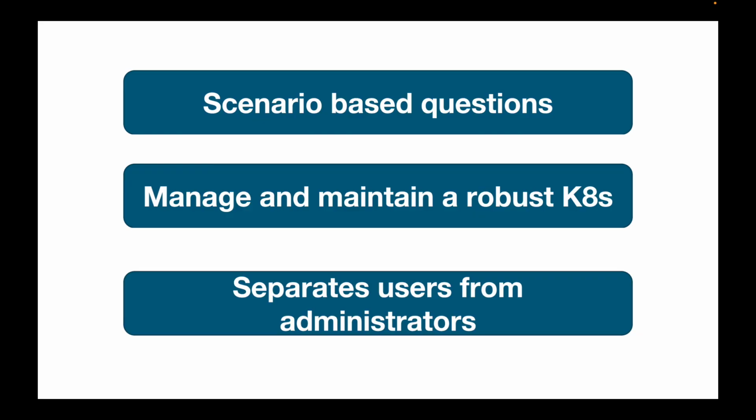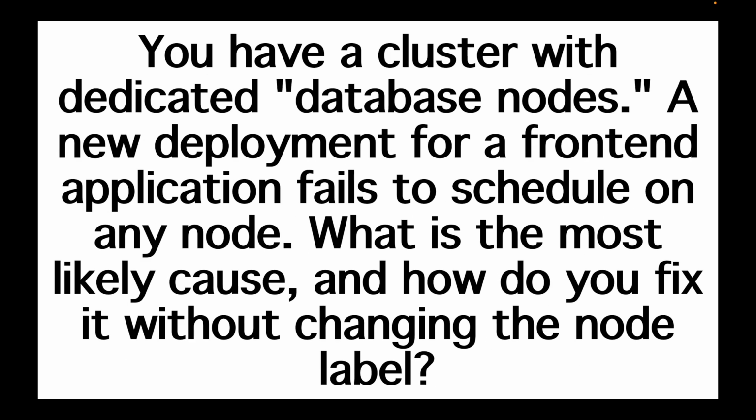Now, let's get started with the first question. So you have a cluster with dedicated database nodes. A new deployment for a front-end application fails to schedule on any node. What is the most likely cause and how do you fix it without changing the node label?